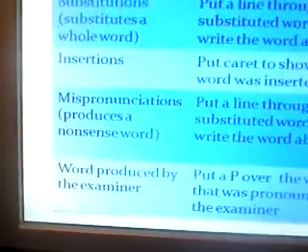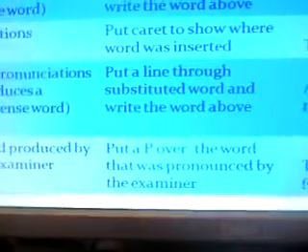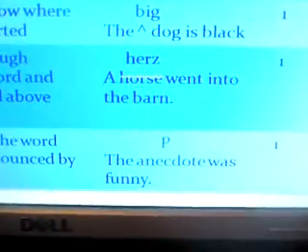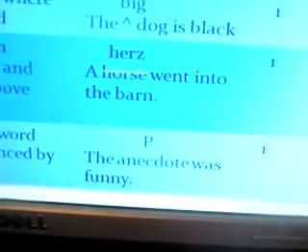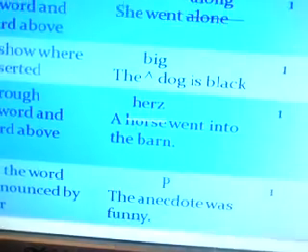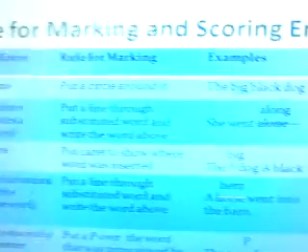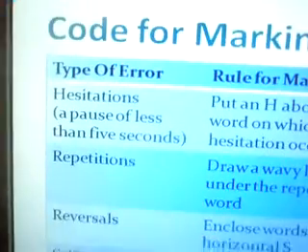A word produced by the examiner is when they have a long pause or something, so the examiner would say what the word is. Here, for example, the anecdote was funny. Obviously, they didn't know how to say anecdote, so the examiner said it, and you would have an error count for that.